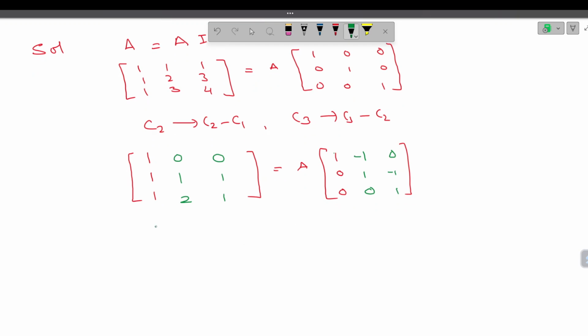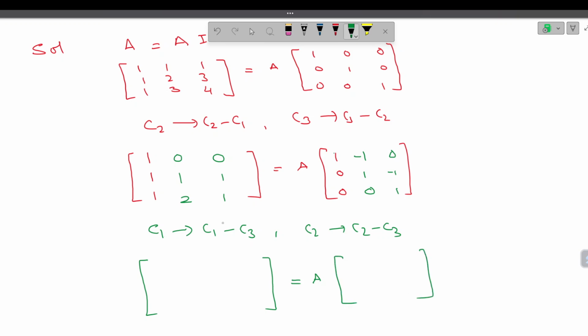Now what I am doing is C1 implies C1 minus C3, and C2 implies C2 minus C3. C3 as it is. C1 implies C1 minus C3. 1 minus 0 is 1. 1 minus 1 is 0. 1 minus 1 is C2.